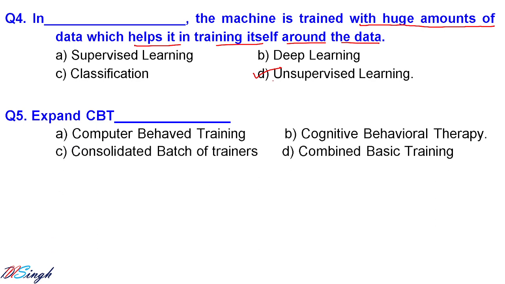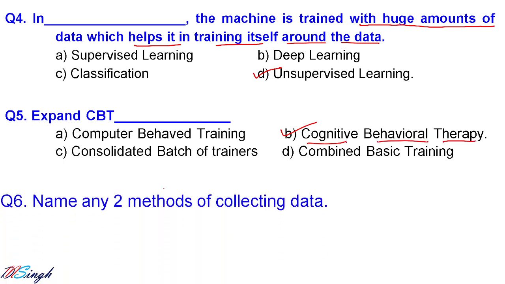What is the expanded form of CBT? So computer behaved training? No. Cognitive behavioral therapy, that is the correct answer. CBT full form is what? Cognitive behavioral therapy. Let us go for the 6th question.